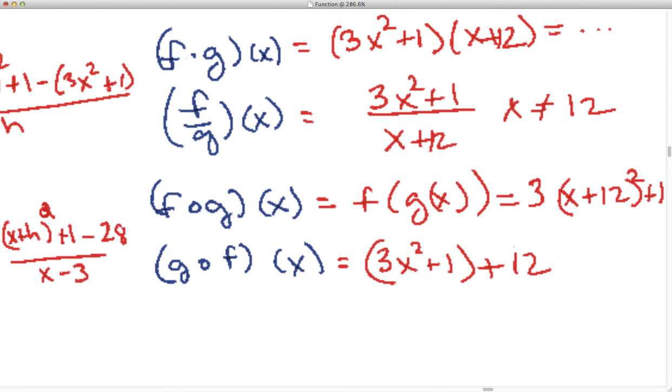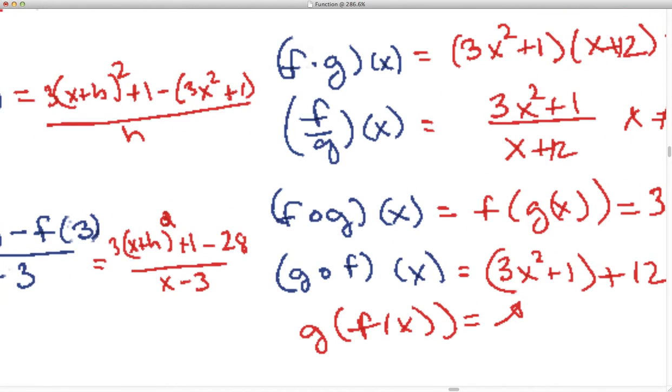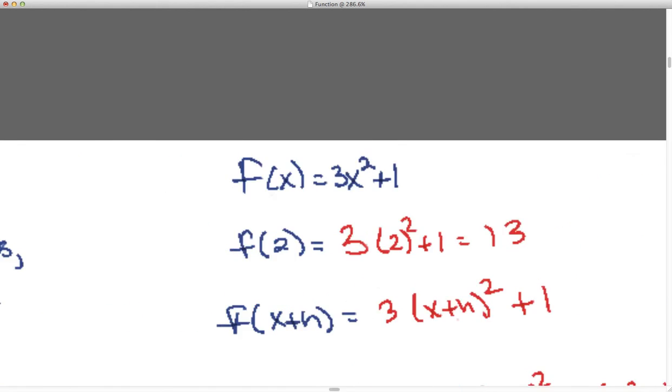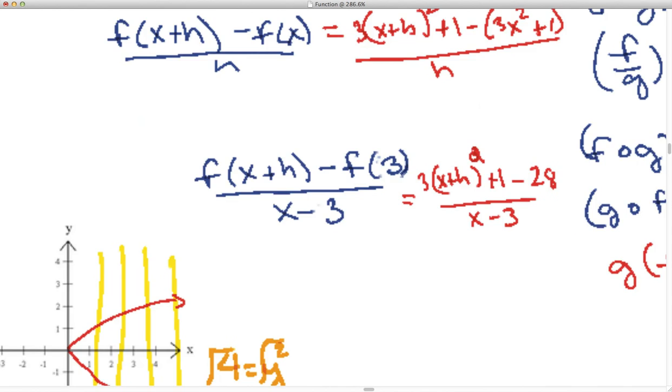Okay? I did these kind of fast just because I'm trying to explain the concept here, not actually do the work. So g of f of x is what I did right there. Plug in f of x everywhere you see an x in your g of x function. Okay? So if you can do these, if you understood those basic concepts, then you're good to go for functions.